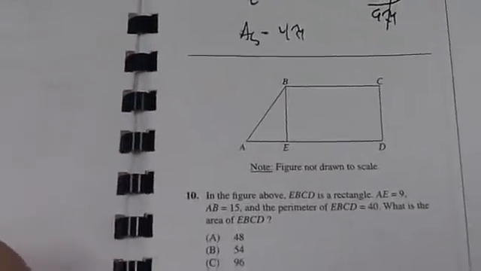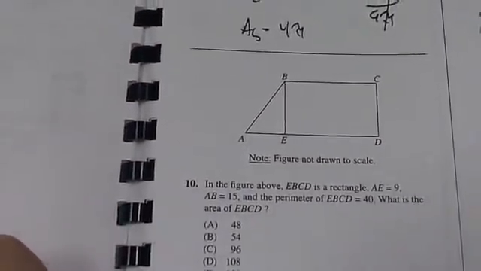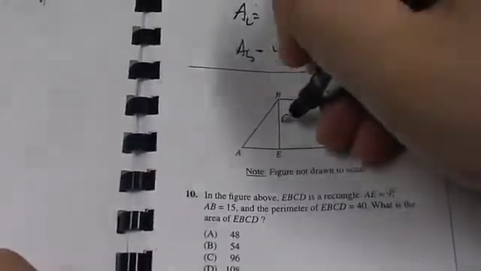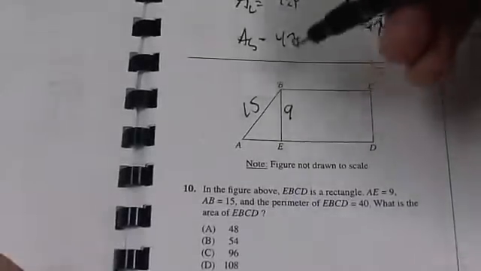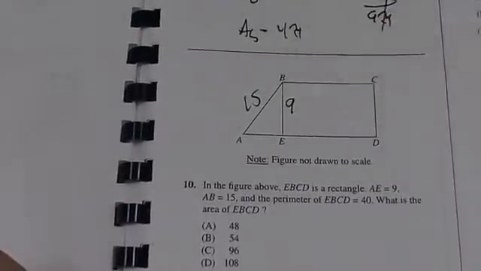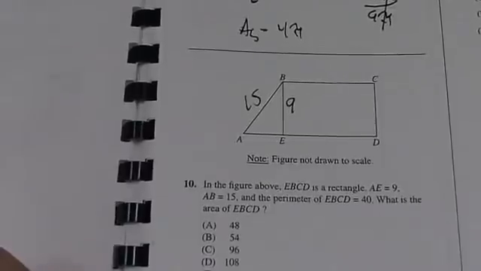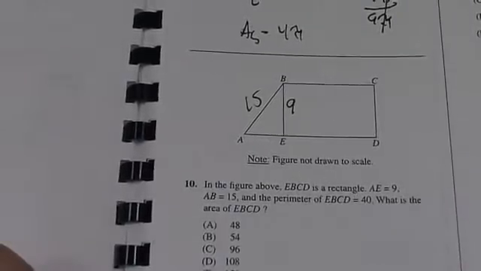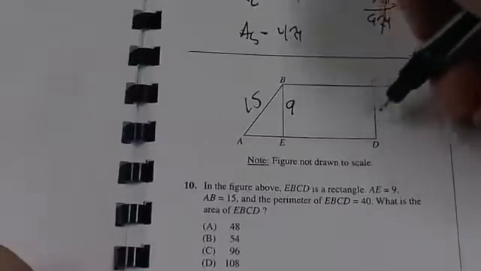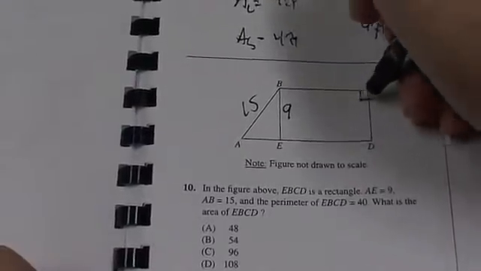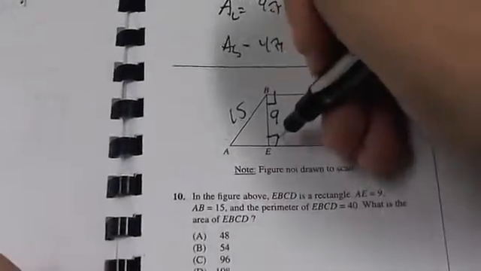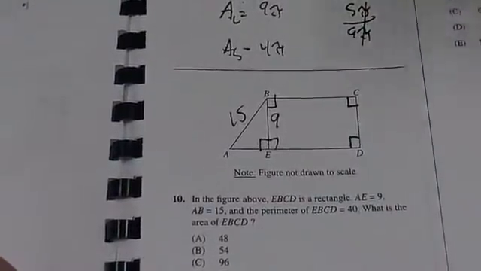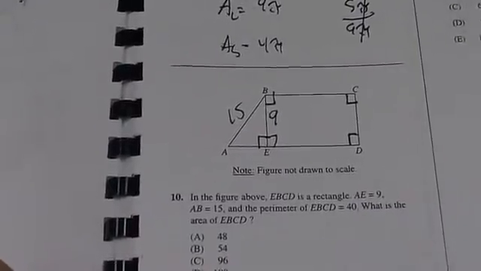Numero 10. In the figure above, EBCD is a rectangle. AE is 9. AB is 15. And the perimeter of EBCD is 40. What is the area of EBCD? Alright, so remember, it says this is a rectangle, and a rectangle has all 90 degrees. 90 degrees, 90 degrees, 90 degrees. If this is 90 degrees, then this is also 90 degrees. So now we have a what? We have a right triangle.